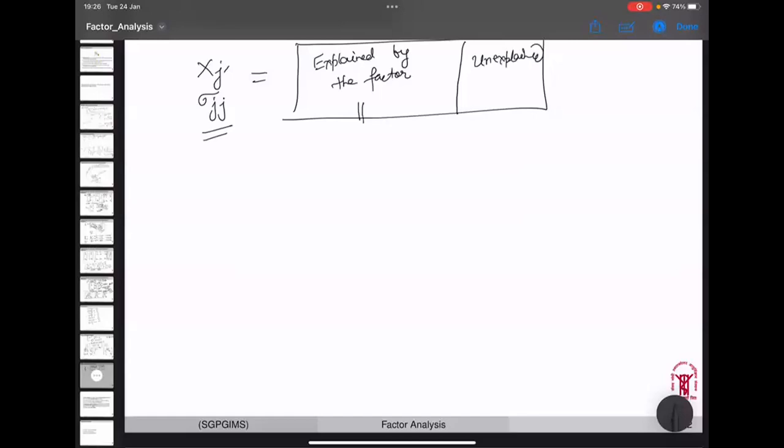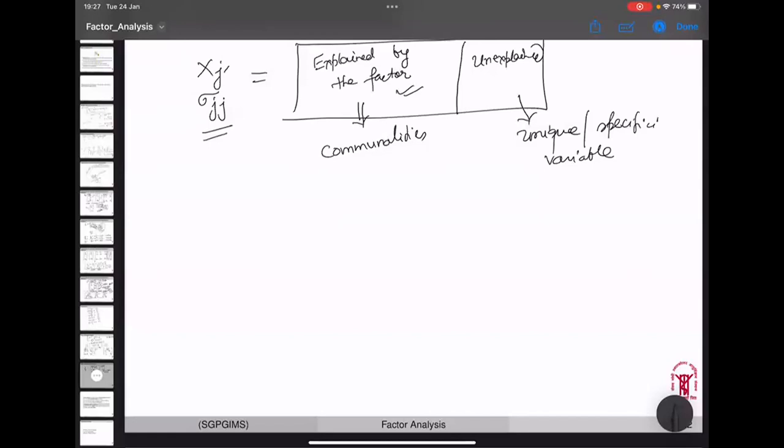The part which is explained by the factors is termed as communalities, and the part which is not explained is termed as unique or specific variability, which is not explained by the factors. How these communalities are captured through the data analysis, I'll be explaining to you in the practical example.